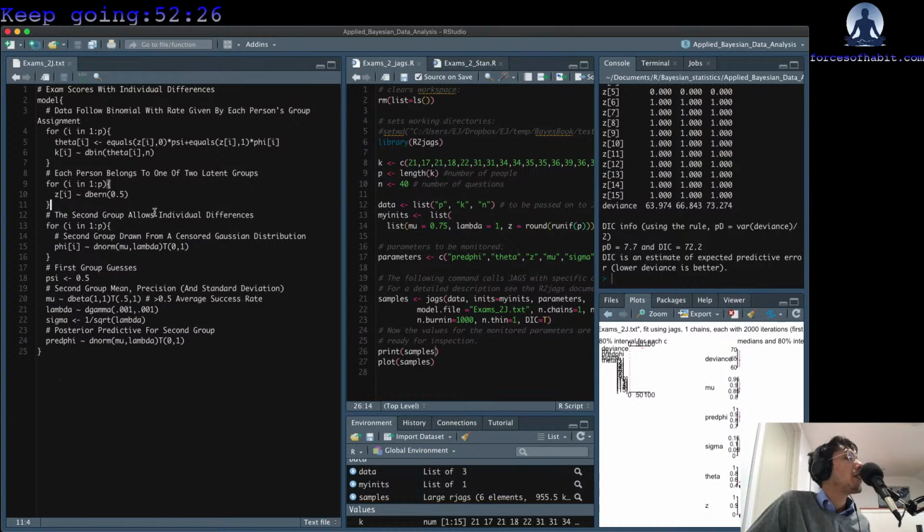The second group allows for individual differences. So for a given person, phi is distributed normally. This is that hierarchical structure we're adding. It's going to be distributed mu lambda with T 0, 1. I don't know what this means.